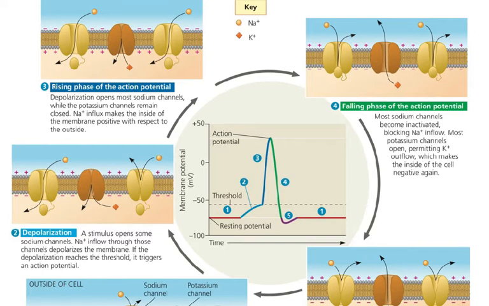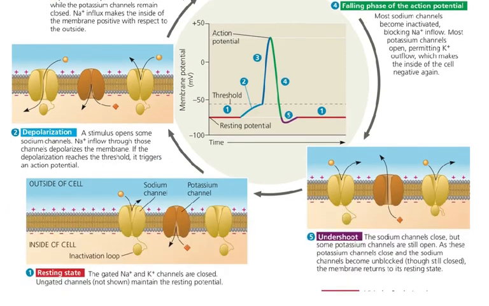This is going to trigger voltage-gated potassium channels, and potassium is going to start to flow out of the cell to try to balance this out. And when it tries to balance this out back to resting potential, it overshoots a little bit. So there's a moment called hyperpolarization. And then we get back to our normal resting potential.